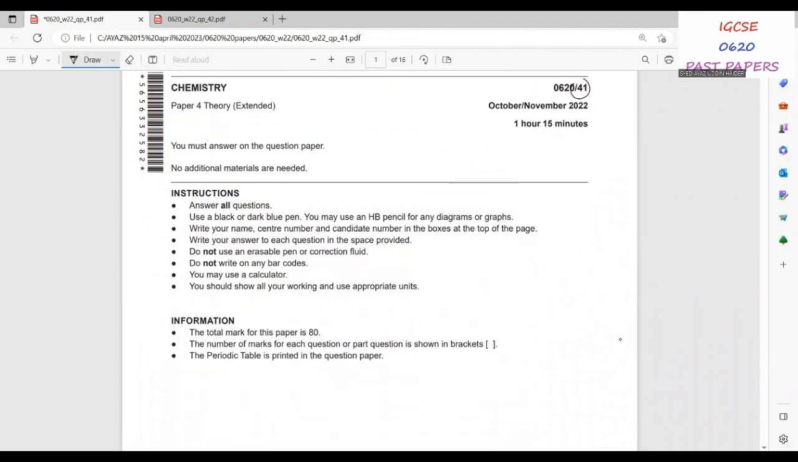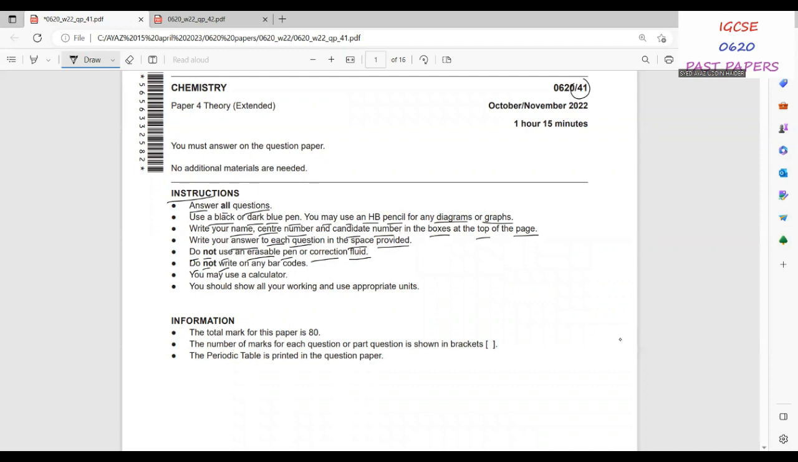So these are the instructions for this paper. Answer all questions. Use a black or dark blue pen. You may use an HB pencil for any diagrams or graphs. Write your name, center number, and candidate number in the boxes at the top of the page. Write your answer to each question in the space provided. Do not use an erasable pen or correction fluid.